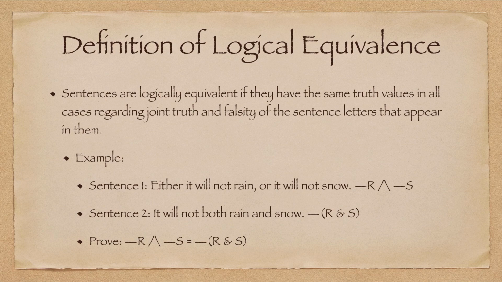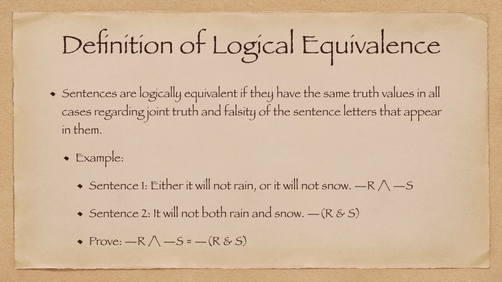So in order to demonstrate the definition of logical equivalence with a picture that will hopefully be worth 1,000 words, let's take 2 sentences and prove that they are logically equivalent using a truth table. Sentence number 1. Either it will not rain or it will not snow. If we put this into logical notation, we have -r or -s, which is read not r or not s.